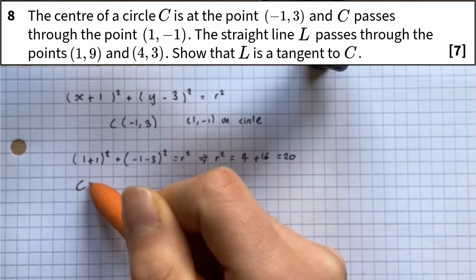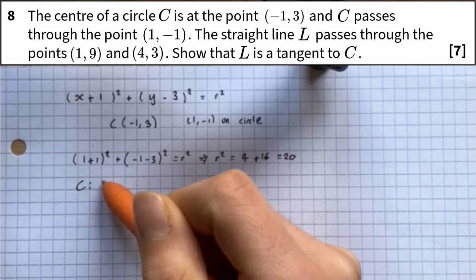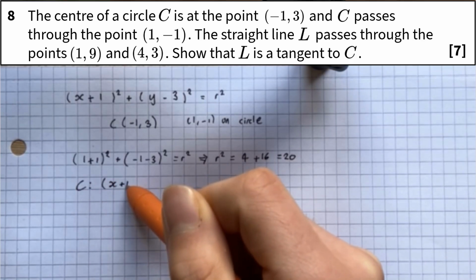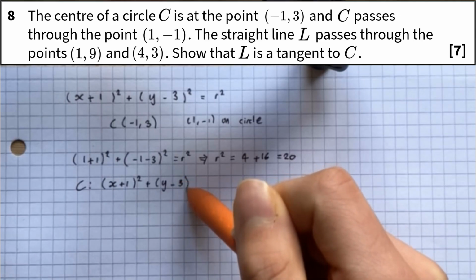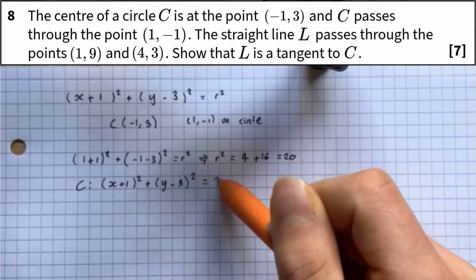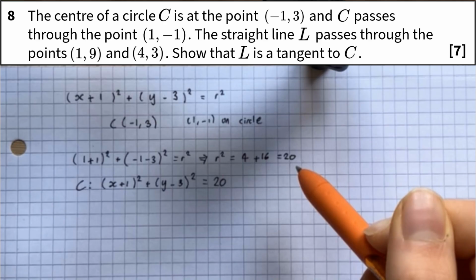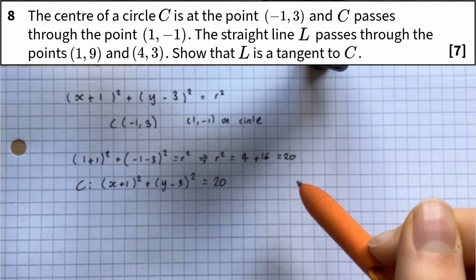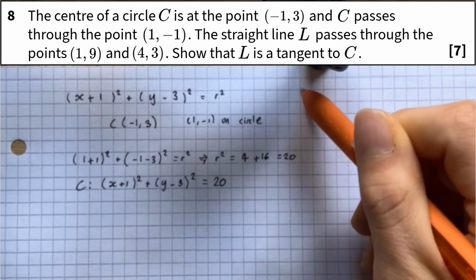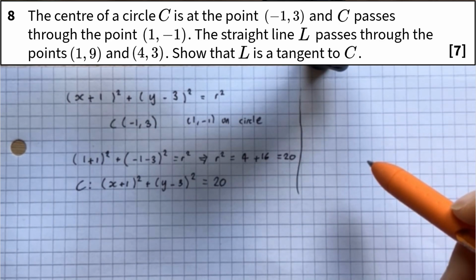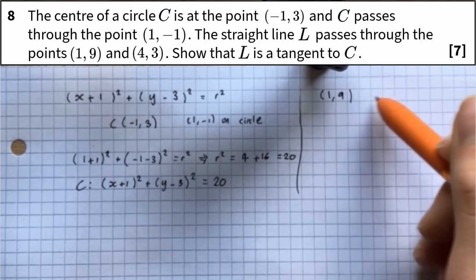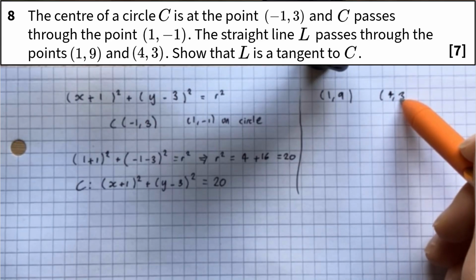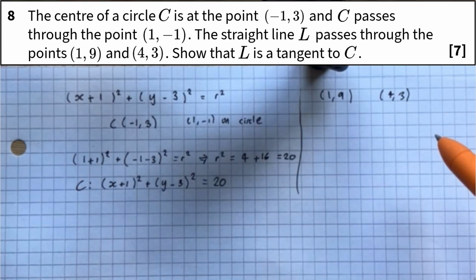Now putting this together, we have the circle equation. x plus 1 squared plus y minus 3 squared is equal to 20. Okay, now we've got that out of the way. The other piece of information given in the question are these 2 points, 1, 9 and 4, 3. It doesn't give you any instructions, but it tells you it's a straight line. So the most obvious thing to do is try and find the equation of that straight line.